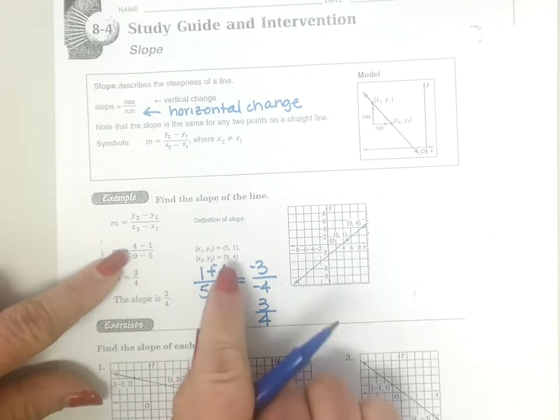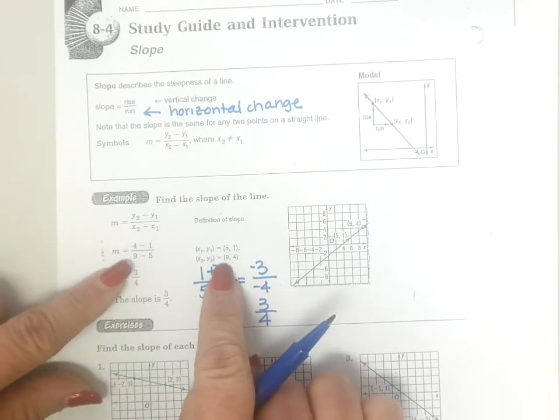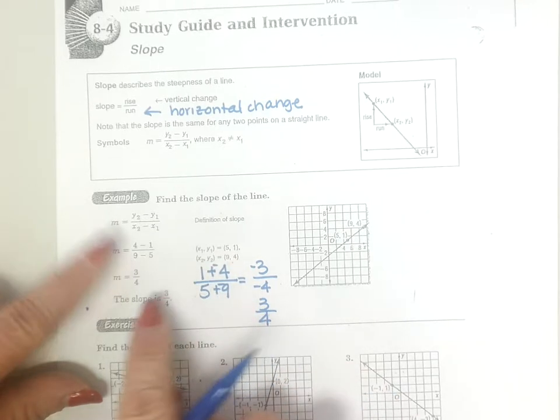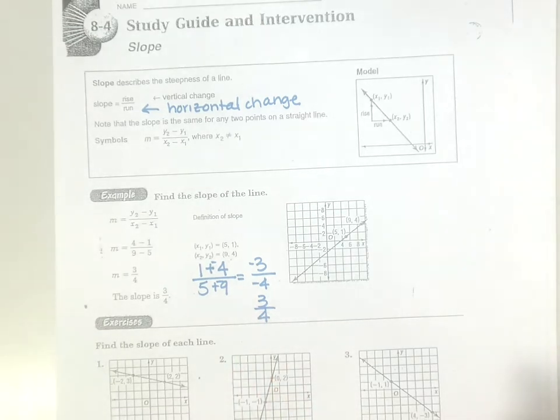I want you to notice that they started with the other one, 4 first and the 9 first. So they did 4 minus 1 and 9 minus 5, and they got 3/4 also. So it doesn't matter which one that you start with.